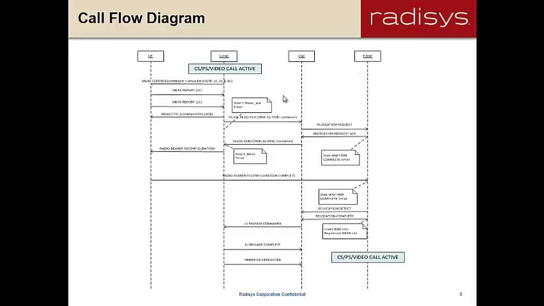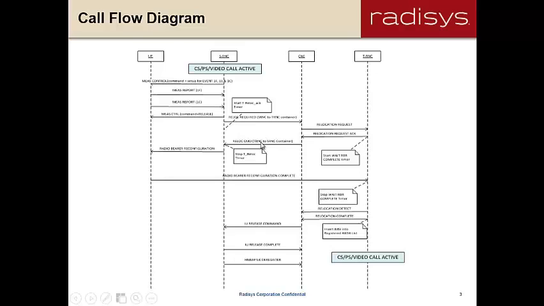Then the core network forwards relocation request message to the target HNB. Then the target HNB sends relocation request acknowledge back to the core network, and then core network sends relocation command to the source HNB which includes information of target HNB.